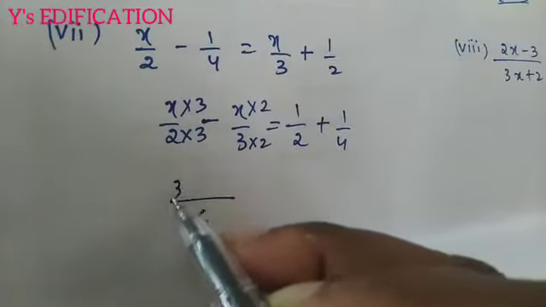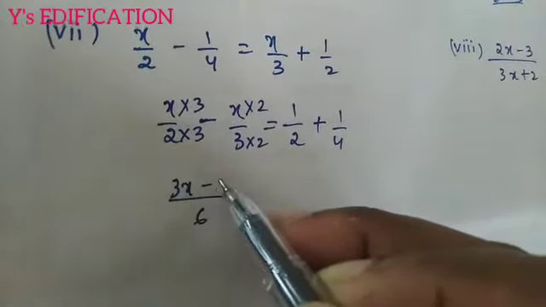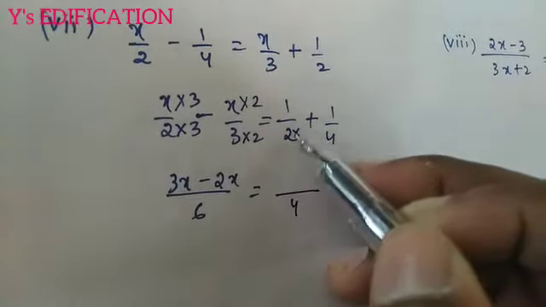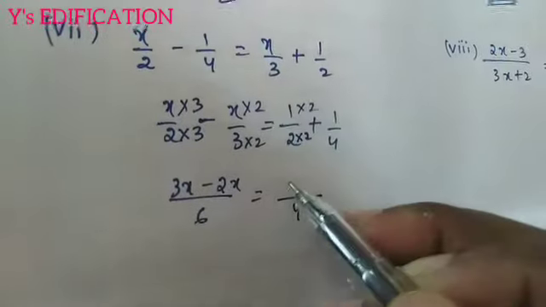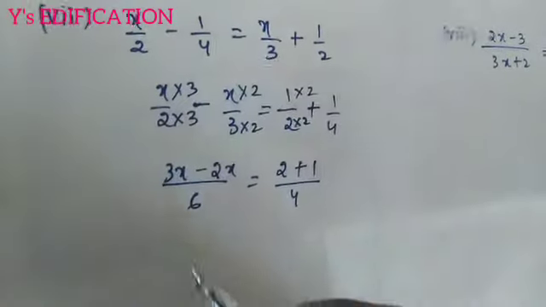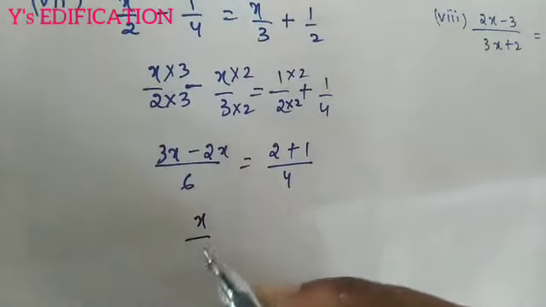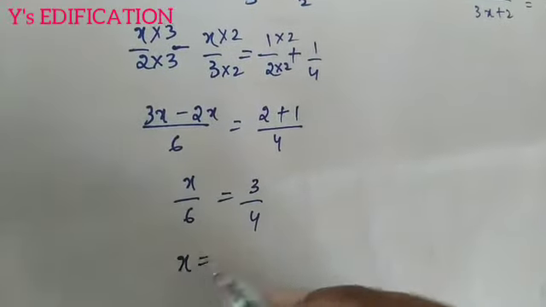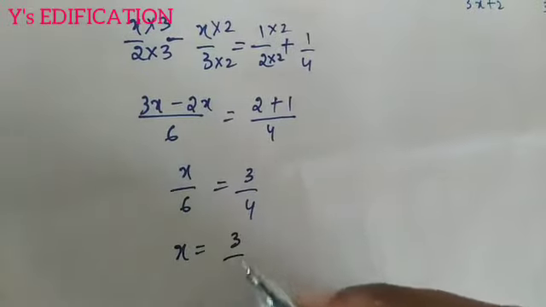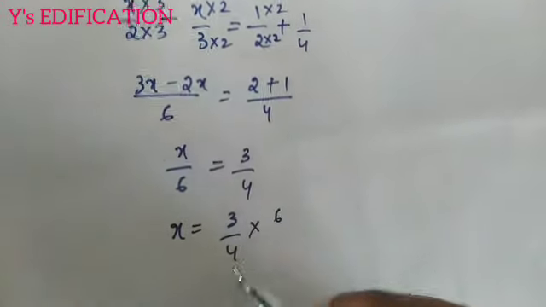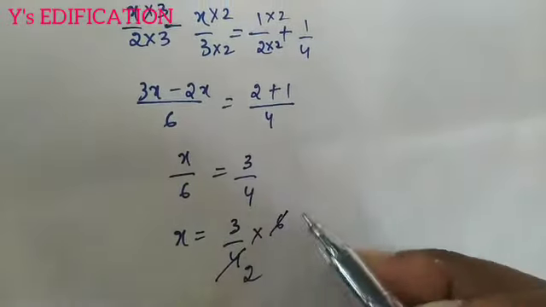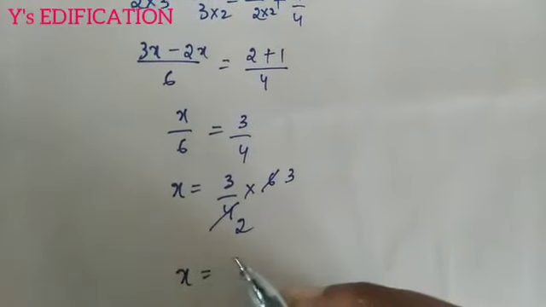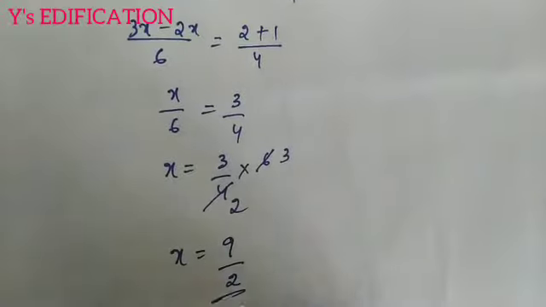So 3 into x is 3x minus x into 2 is 2x is equal to, what is the LCM for 2 and 4? It's 2. So 2 into 2, 1 into 2, it is 2 plus 1. So 3x minus 2x is x by 6 is equal to 3 by 4. So x is equal to, transpose this number, it will become 3 by 4 into 6. So it will become 2 into 2, 2 into 3. Okay. So x is equal to 3 into 3 is 9 by 2. X value is 9 by 2.